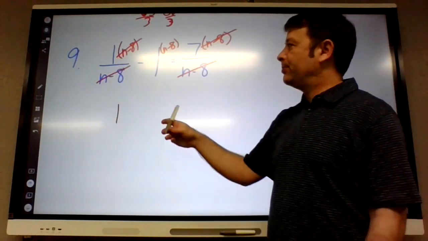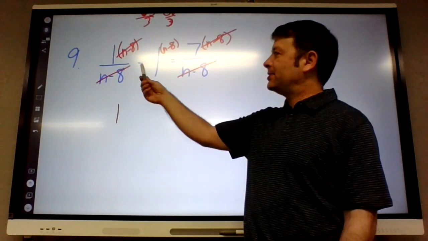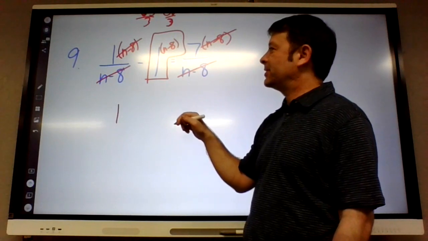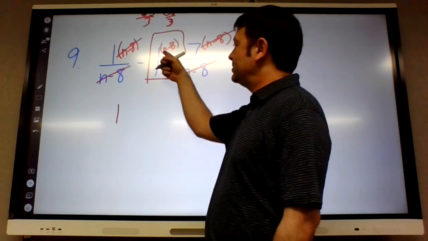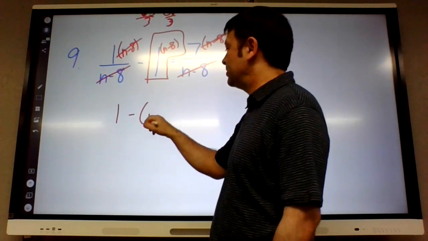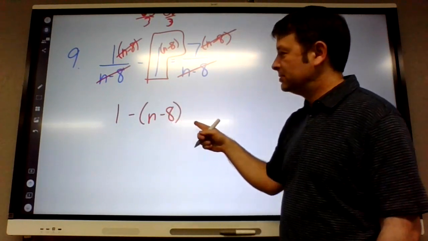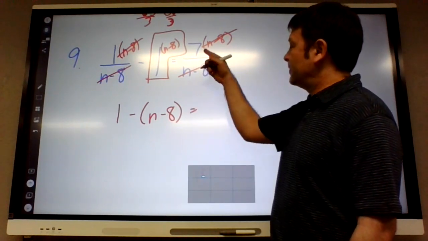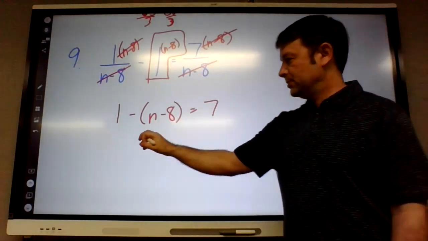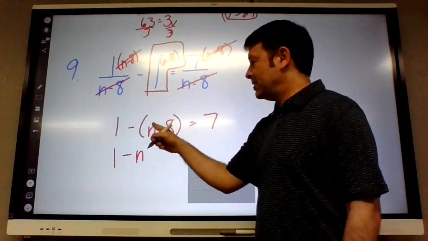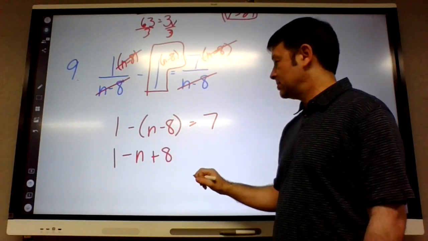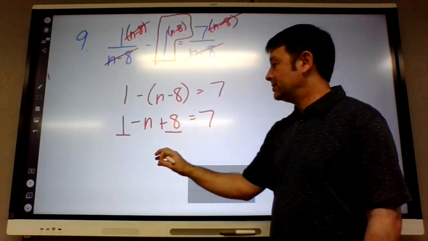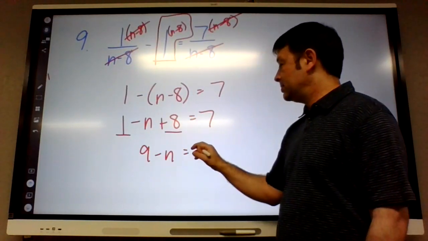Okay, here's kind of an important point. What does this minus apply to right here? Everything. All of this stuff, the whole middle term. So we're not just subtracting the first thing, we're subtracting all of that. And over here we just have the 7 left. So it's 1 minus n minus minus 8, so it's actually 1 plus 8, 9 minus n equals 7.